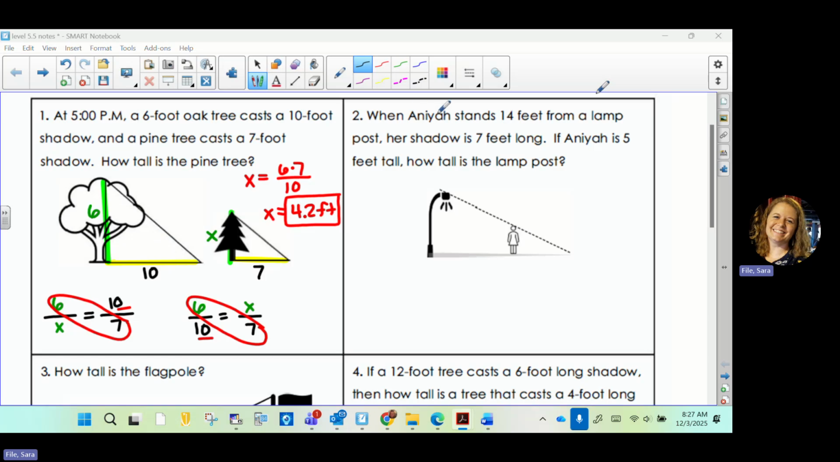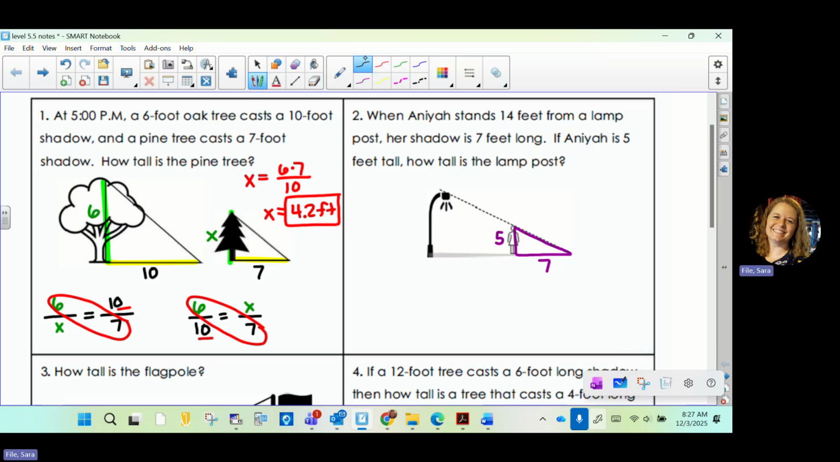Okay, so let's try number 2 here. When Anaya stands 14 feet from a lamppost, her shadow is 7 feet long. Anaya is 5 feet tall. How tall is the lamppost? Okay, so let's break this down. This is that nested triangle situation that was similar to that last example in yesterday's notes. You've got the triangle created by Anaya and her shadow and the light source. So that little triangle in there. And it says that her shadow is 7 foot and she is 5 foot. So far, so good.